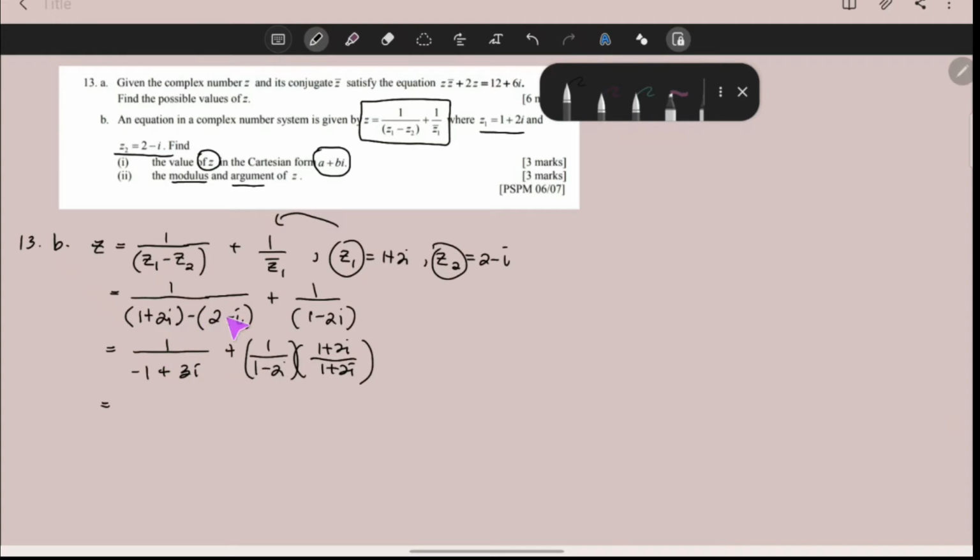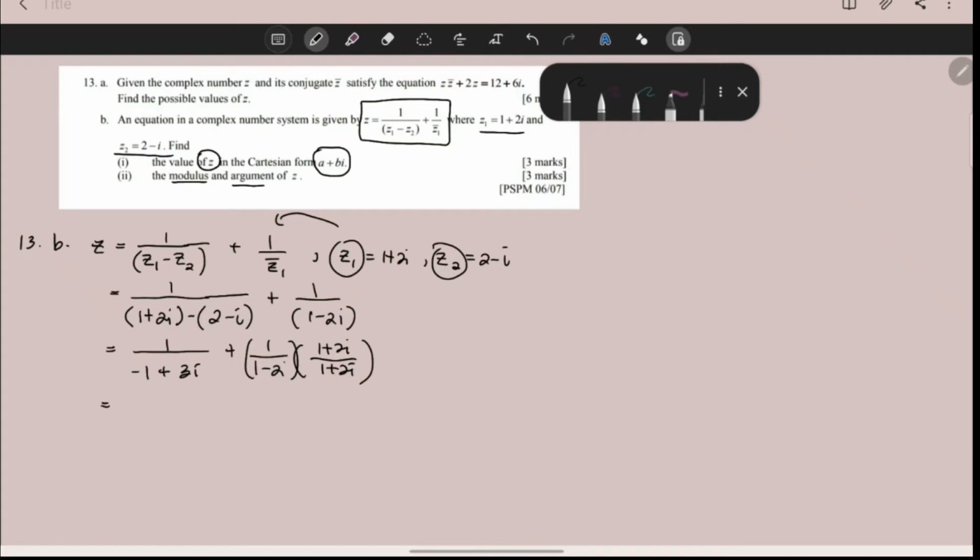Here we simplify this. This is not a multiplication. This is this bracket minus this bracket. It's just a minus operation involved here. So you just do 1 minus 2, and 2i minus, but minus -1, so it should be 3i. And then this one you can multiply with the conjugate already.